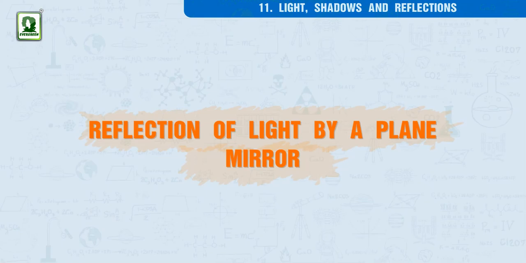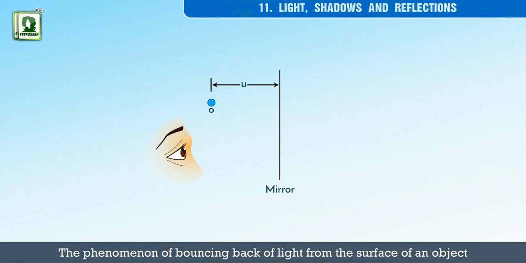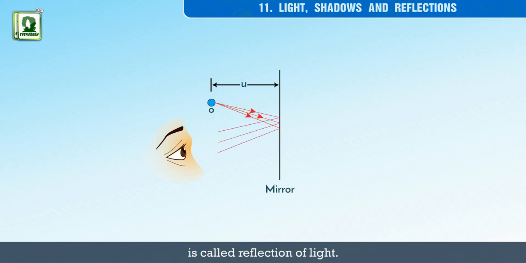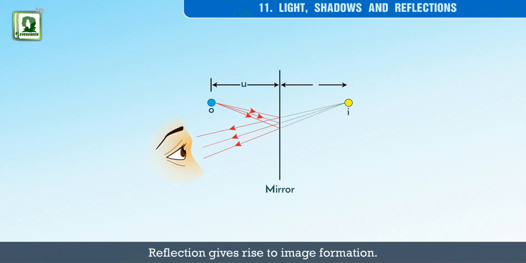Reflection of light by a plane mirror. The phenomenon of bouncing back of light from the surface of an object is called reflection of light. Reflection gives rise to image formation.